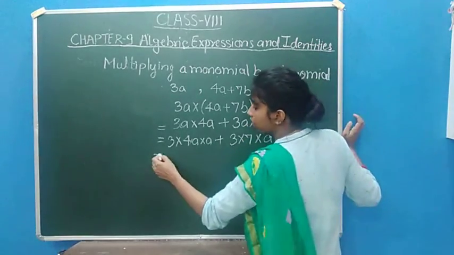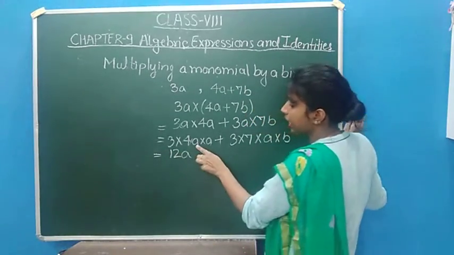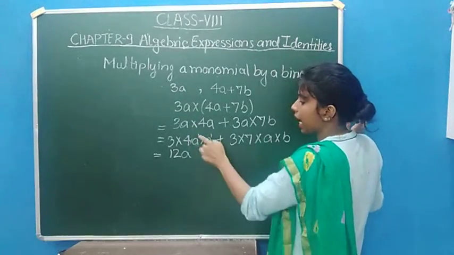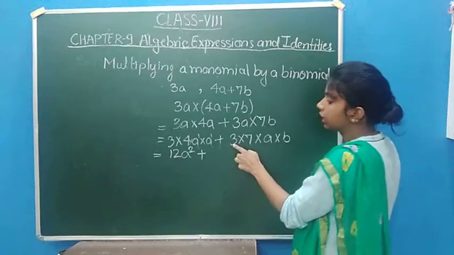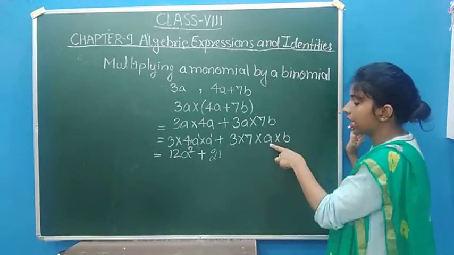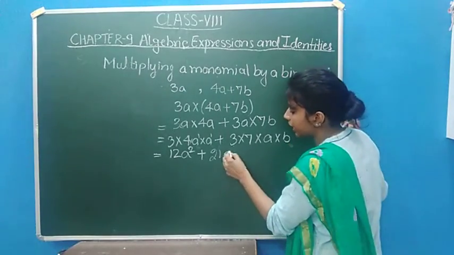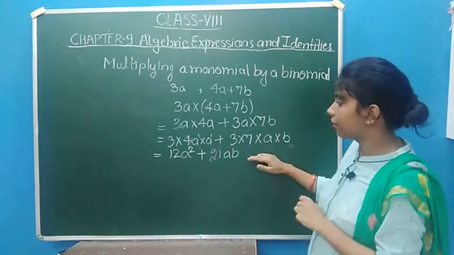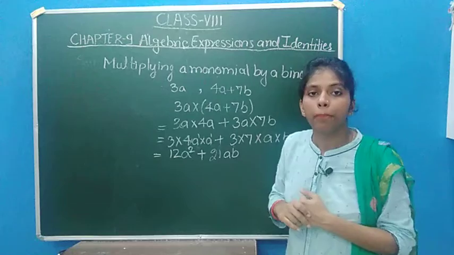So let's solve. 3 fours are 12, and the variable a is multiplied with a, so the powers are added, 1 plus 1 is 2. Then plus, 3 sevens are 21, so here I am writing 21. A is multiplied with b, so we get ab. So this is the way we have to multiply a monomial with a binomial.